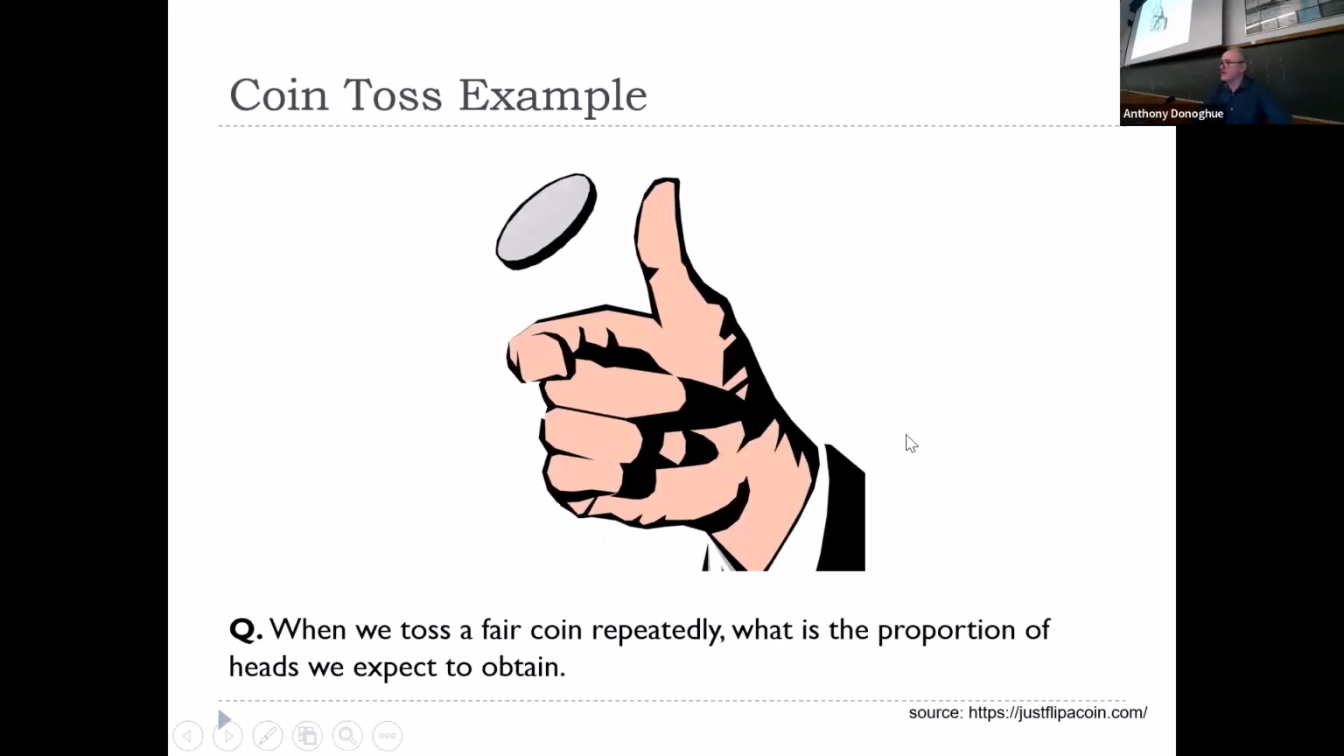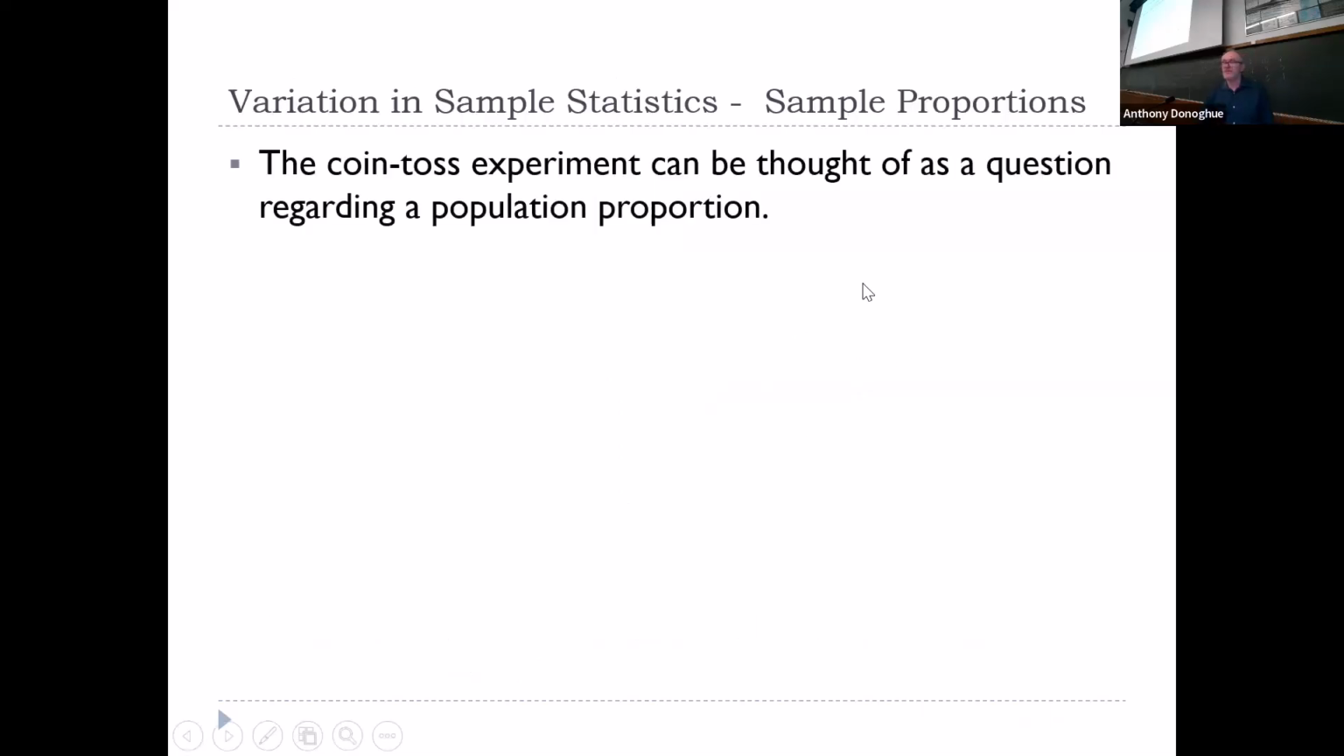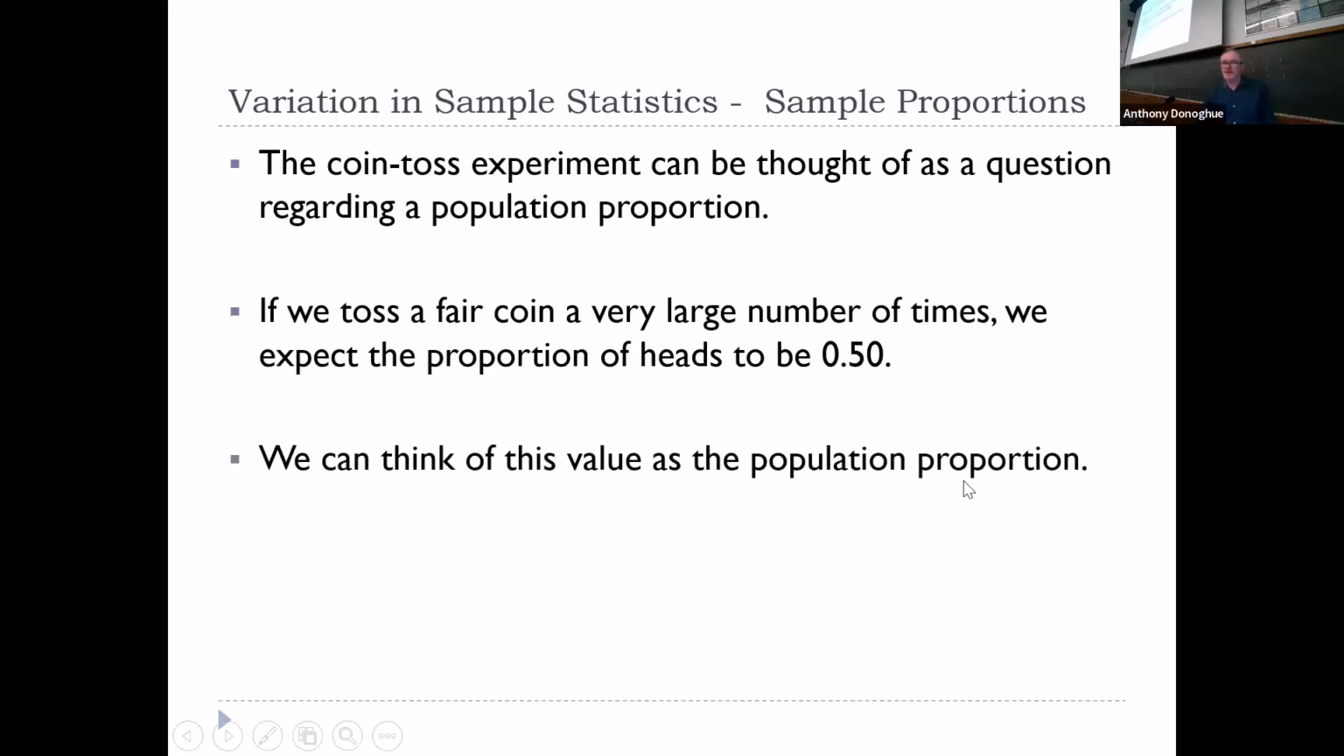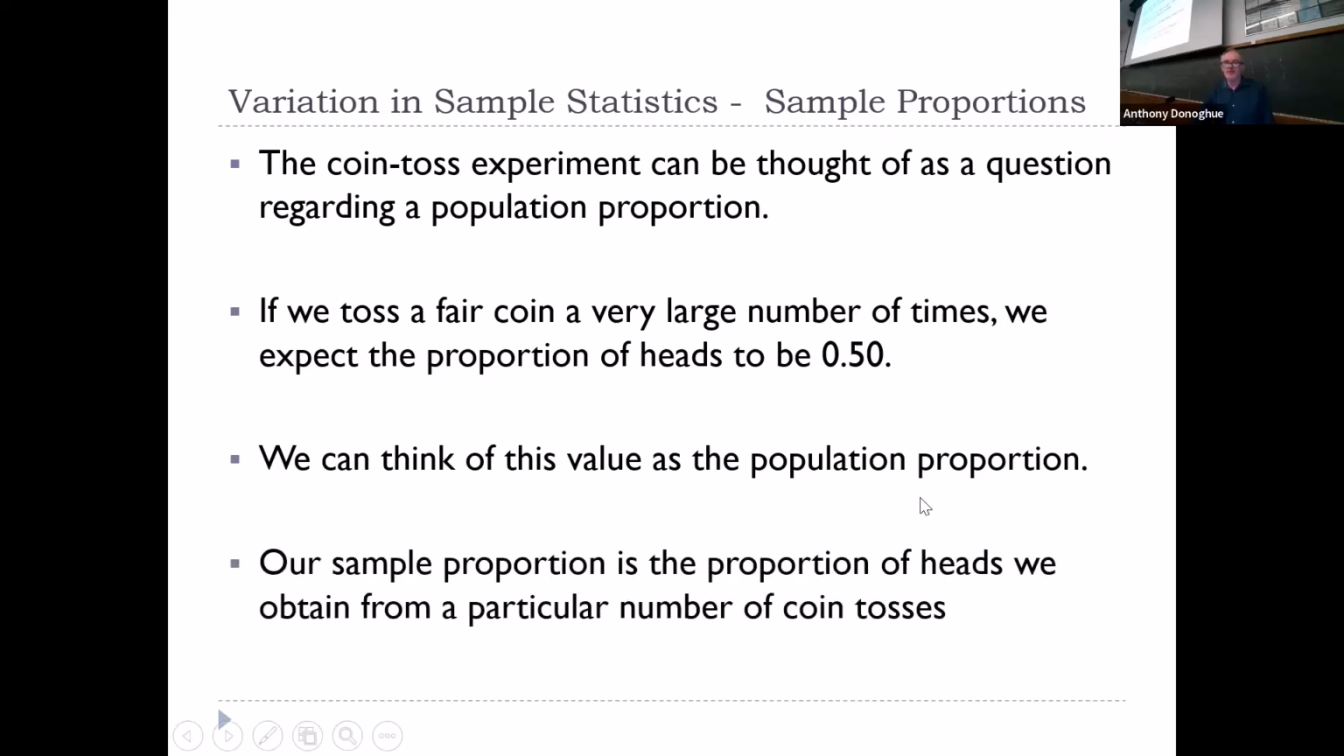Okay, so just again, using the coin toss analogy, it does work well. You toss a fair coin repeatedly, what is the proportion of heads you'd expect to obtain? This can be thought of as a question regarding a population proportion, where the population proportion is equal to 0.5 if the coin is a fair coin. And so we can think of that value as a population proportion value. And we're assuming we know it's 0.5 because we're assuming the coin is fair. And so our sample proportion is the proportion of heads we'd obtain from a particular number of tosses.